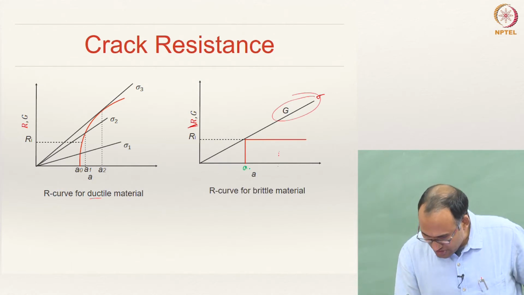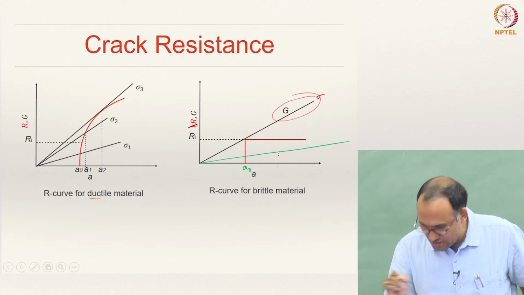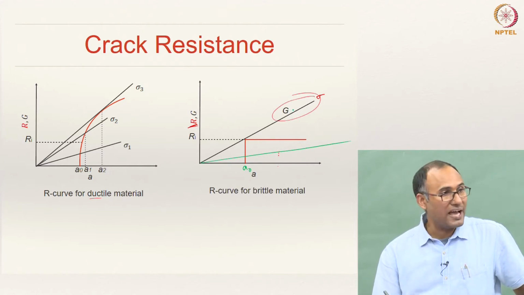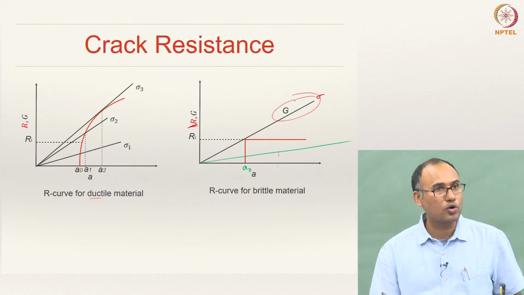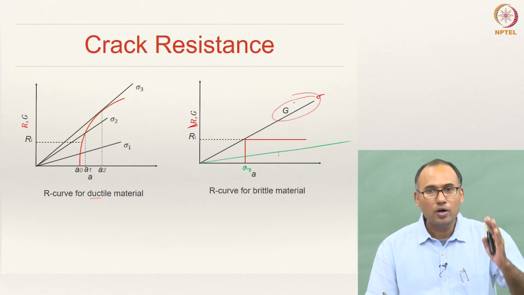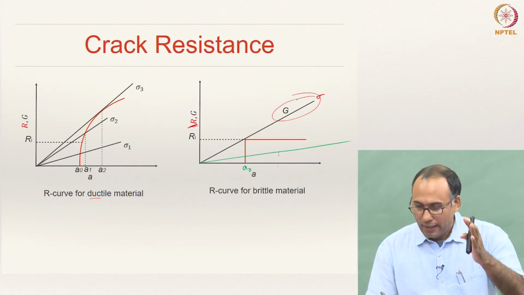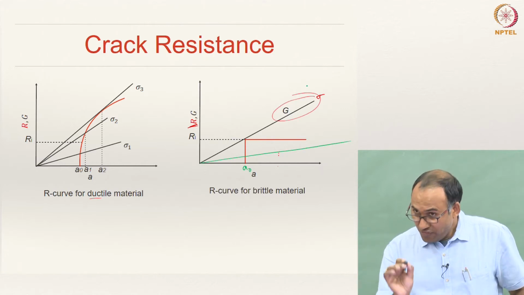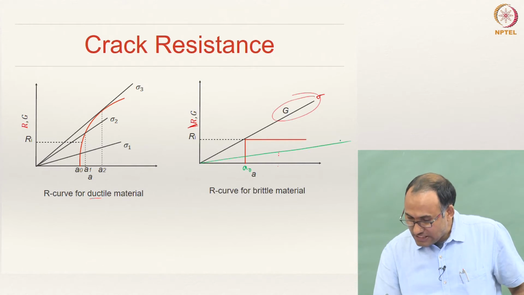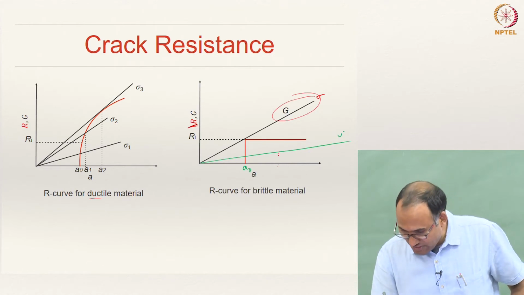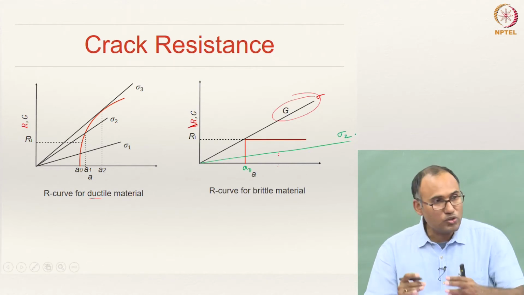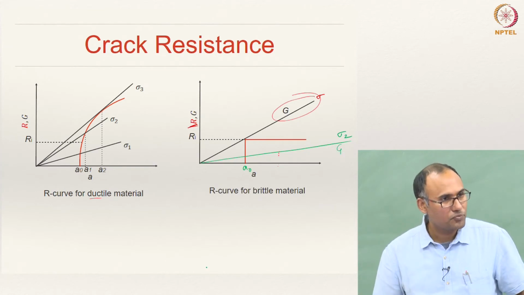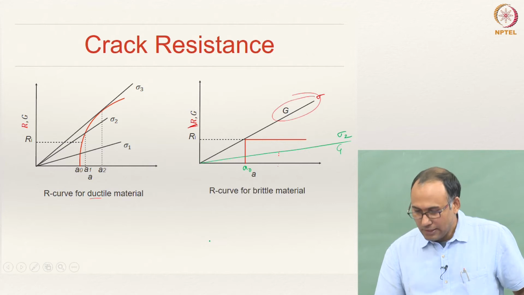So let me say this is A naught, and let me draw this curve. The first black curve corresponds to one particular load, and that gives me that G evolution. Let us say this is another particular load, say sigma 2, that gives me another G evolution. This is the evolution of G as a function of crack length.